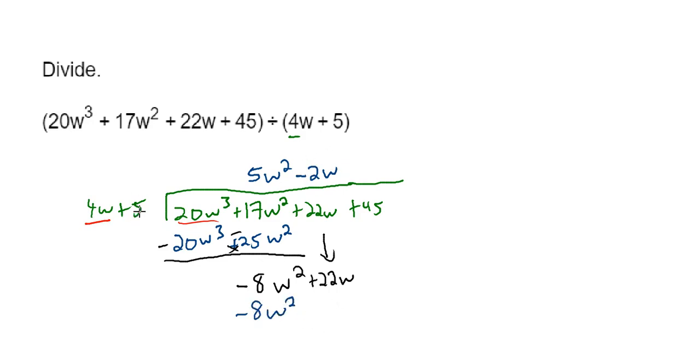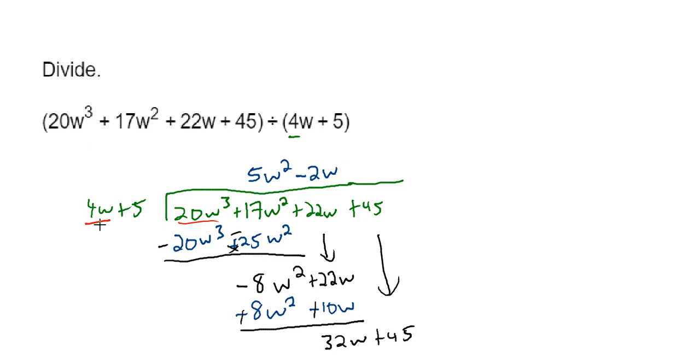But then I also have to multiply it to the second term here. Negative 2w times 5 will give me negative 10w. We change the sign, right? So we're going to subtract this. So that means this will become positive and this will become positive as well. The highest power of w cancels out. I combine these together, I get 32w. Bring down the last term here, which is 45, and we'll have to go one more round, right?